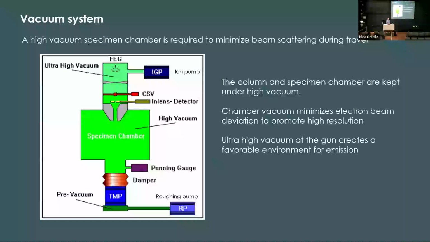On some of our tools, it is possible to work in what's called low vacuum, where we intentionally make the vacuum worse. There are reasons for that, which we'll see. We'll see some examples of when that's beneficial, but it does typically come with a loss of resolution.